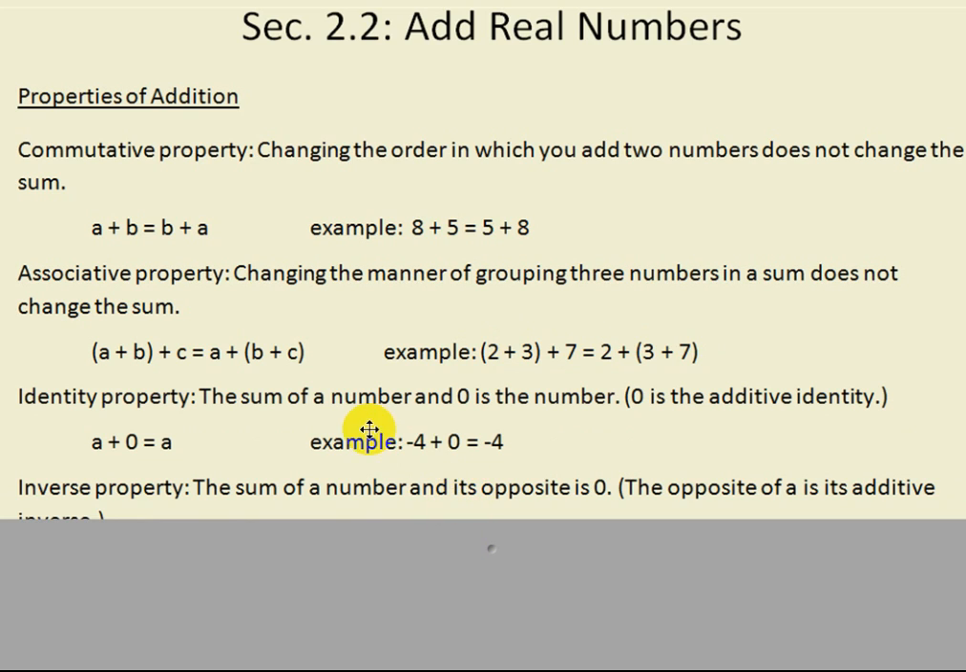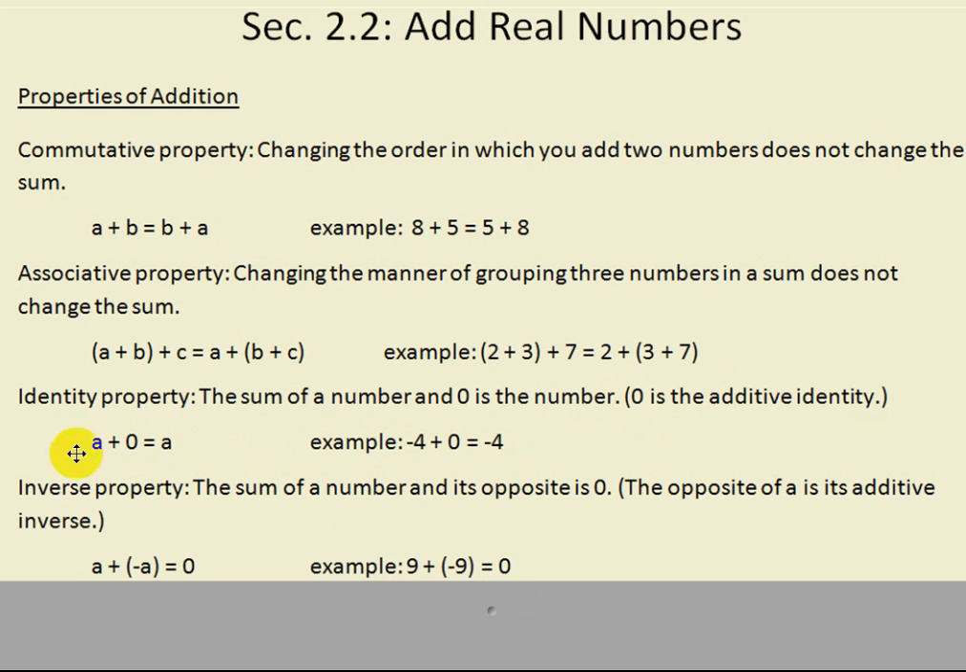The identity property: the sum of a number and 0 is that number. So 0 is the additive identity, and if we look at it algebraically, a plus 0 is simply equal to a. And of course, you've seen examples like this before, I'm sure. Negative 4 plus 0 is simply negative 4.